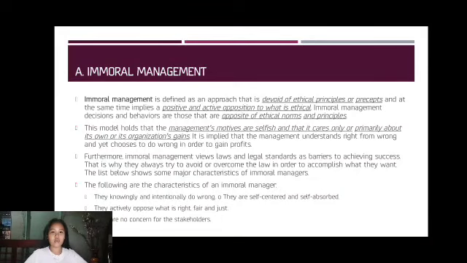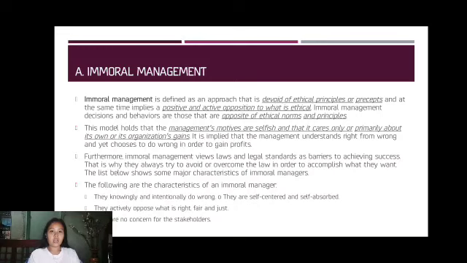I am Julina Campos, and today I'm going to discuss immoral management. Immoral management is defined as an approach that is devoid of ethical principles or precepts, and at the same time implies a positive and active opposition to what is ethical. Immoral management decisions and behaviors are those that are opposite of ethical norms and principles. So, being immoral is when the individual is not concerned with the principles of right and wrong.